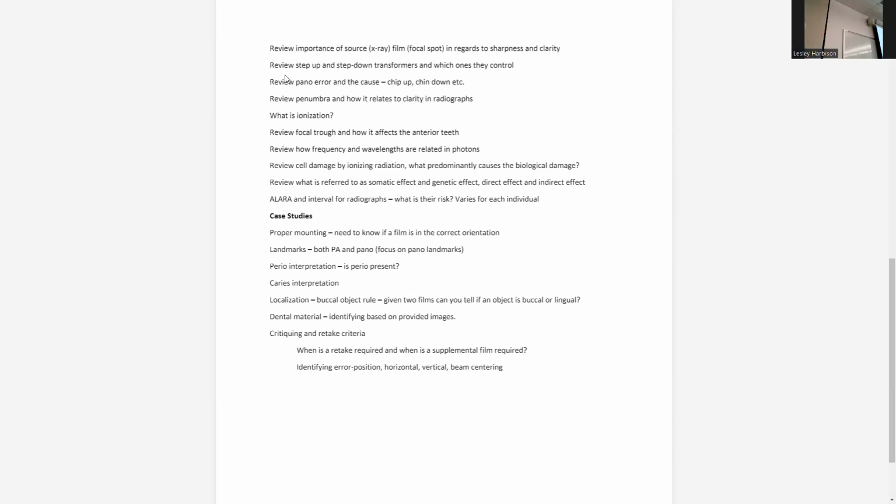Okay, review step up and step down transformers and which ones they control. Just remember, for mA, you're going from 110 volts from the wall to like 3 to 5 volts. It's so much lower, so you're stepping down. And then for kVp, you're going from 110 to 60,000 or 100,000 or something.